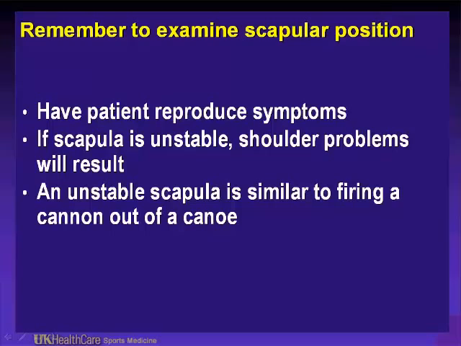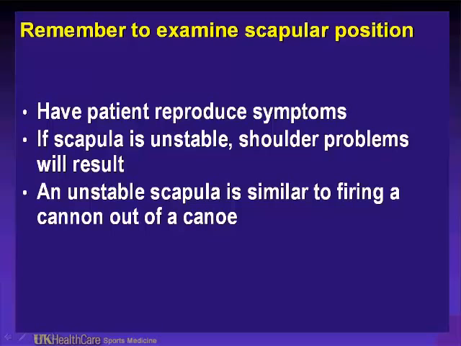If the scapula is unstable, shoulder problems will result. So this is a which comes first, the chicken or the egg. Oftentimes, in my experience, the shoulder problem comes first, and then the scapula compensates for that problem. The glenoid is in the same bone as the scapula. So if you have an instability problem, there can be scapular movements to allow for better stability with the glenoid staying underneath the proximal humerus.